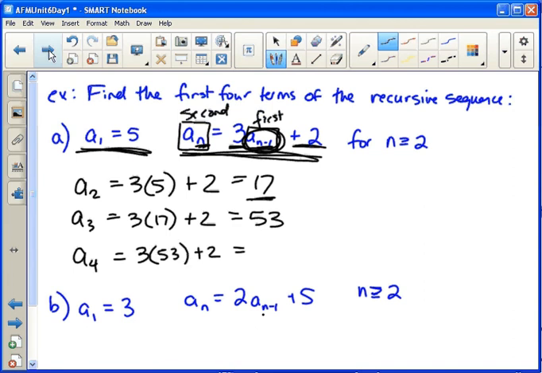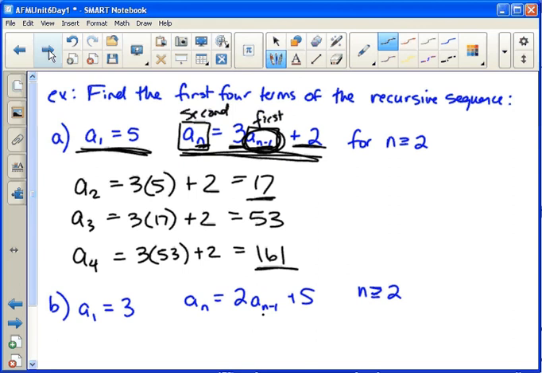So you just follow the pattern. Multiply by 3, add 2. Multiply by 3, add 2. If we needed the fifth term, we would just multiply this number, 161, by 3, add 2, and that would give us our answer. So a second example here starts with 3.